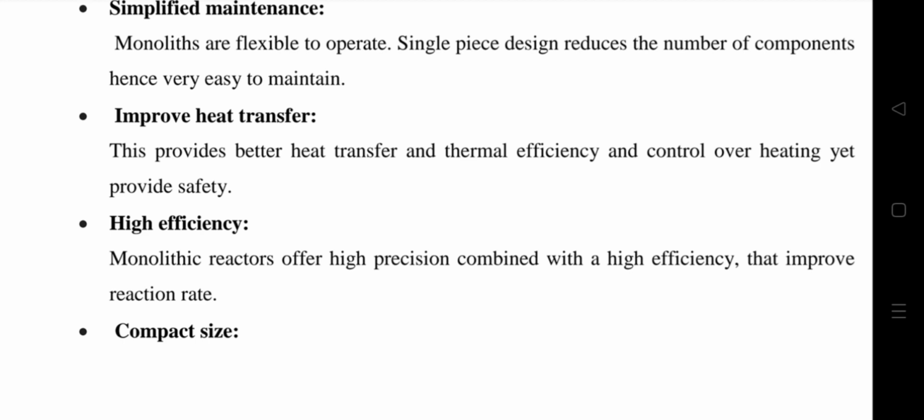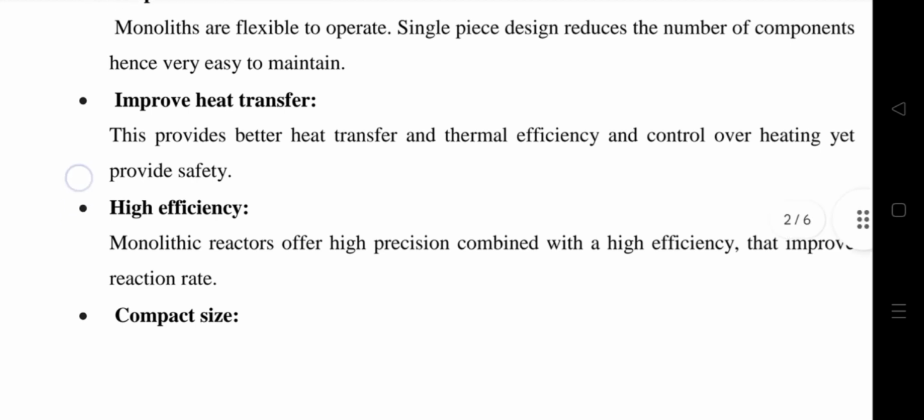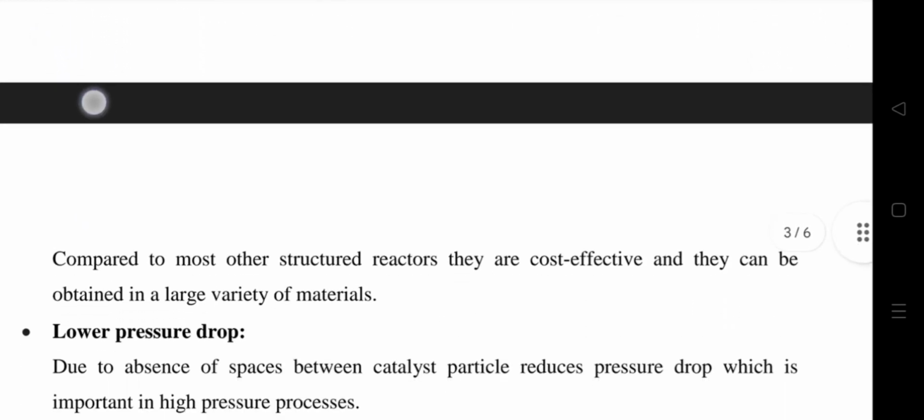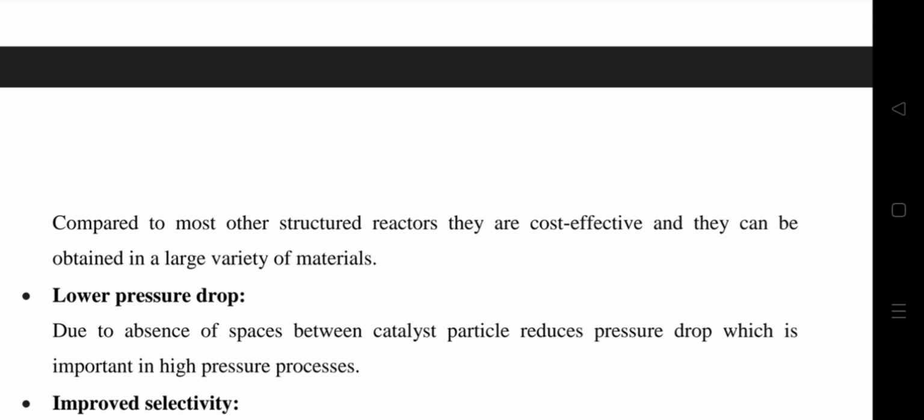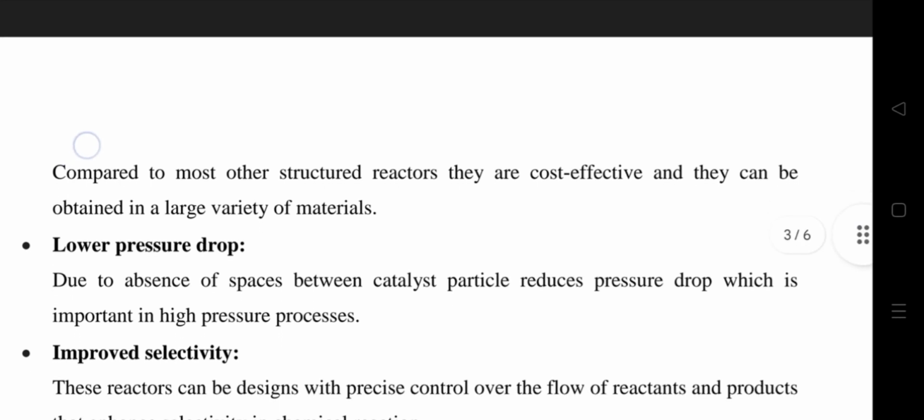Because there are so many surface channels, they provide a high surface to volume ratio. Surface area is very high in this, so heat transfer is very efficient. High efficiency. Monolithic reactors offer high precision combined with high efficiency that improves the reaction rate. Compact size. It has a compact size compared to most other structured reactors. They are very cost effective and can be obtained in a large variety of materials.